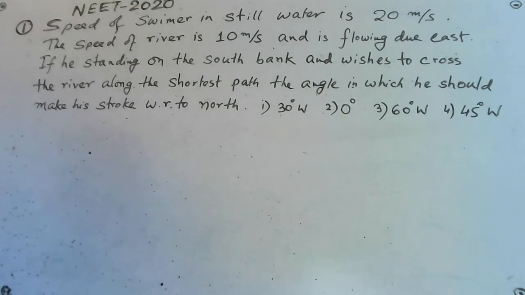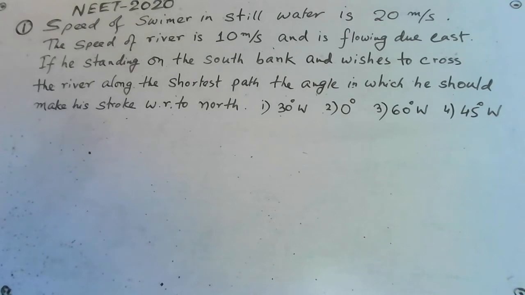The speed of a swimmer in still water is 20 meter per second. The speed of the river is 10 meter per second and it is flowing due east. If he is standing on the south bank and wishes to cross the river along the shortest path, at what angle does he make his stroke with respect to north?